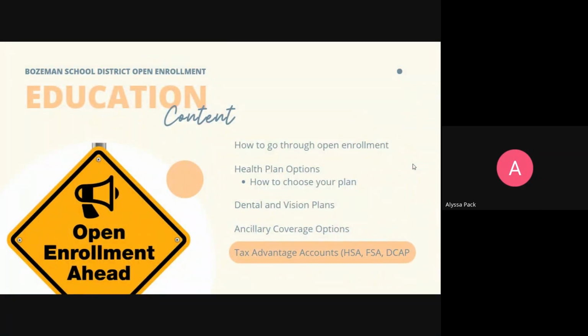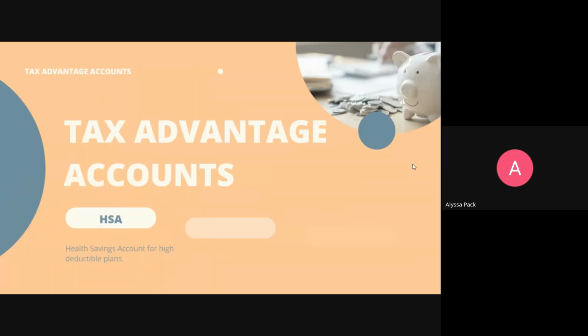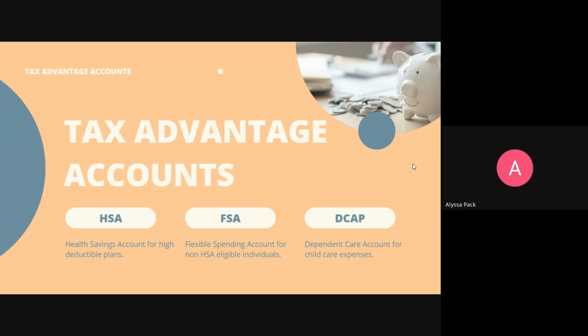Last thing we're going to talk about in this video is our tax advantage account options. So with the district, you have 3 different tax advantage accounts you can take advantage of. We have a health savings account, a flexible spending account, as well as a dependent care account. And a tax advantage account means that money is taken out of your paycheck, put into a special bank account, and that income that is put into that account is not taxed. So it can save you a lot of money over time.